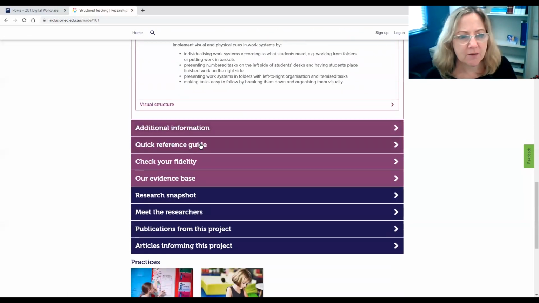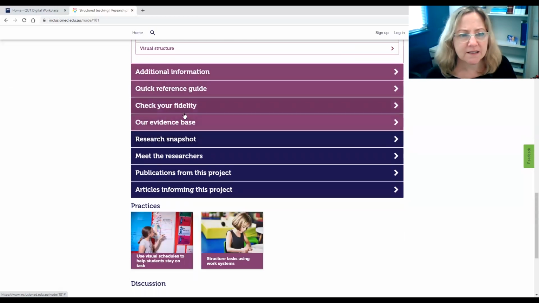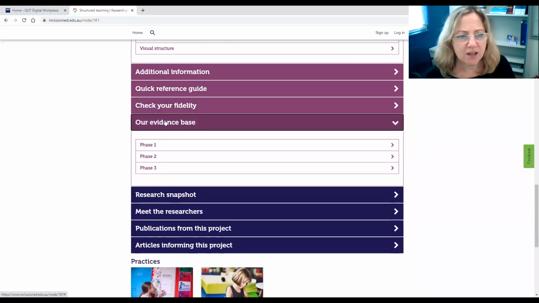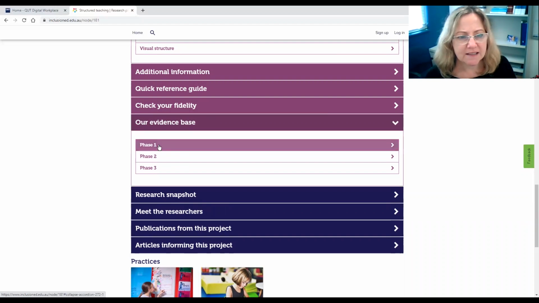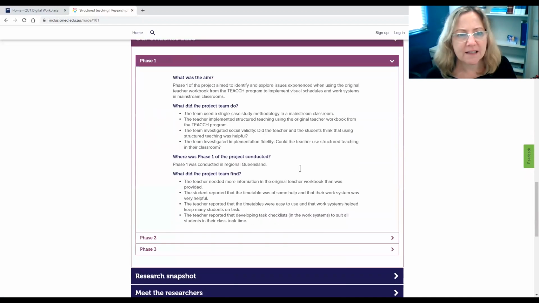There's additional information. There's a quick reference guide. I'm going to go into check the evidence base and have a look at what happened in phase 1. So they had a teacher workbook, and they used a single case study methodology. So it's pretty small scale.